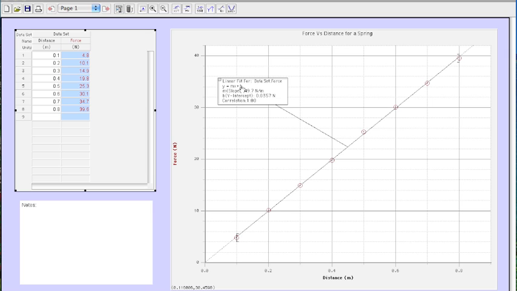And so y equals mx plus b, where m is the slope, 49.7 newtons per meter, and the y-intercept very small, pretty much negligible, which makes sense. If we don't stretch the spring, it won't respond with a force.